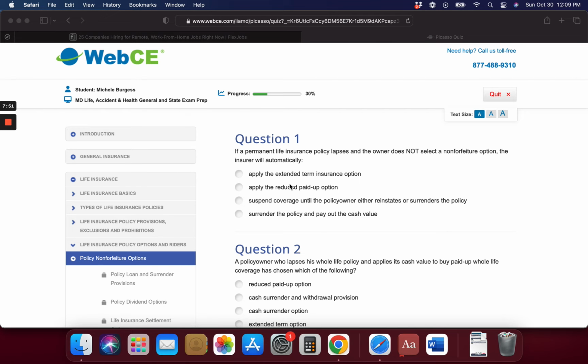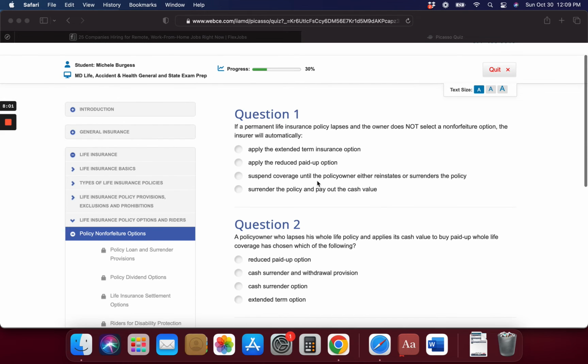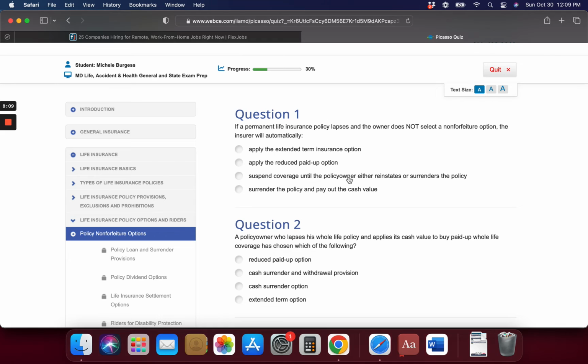Okay, so here are our 4 questions that we get at the end of every lesson. If a permanent life insurance policy lapses and the owner does not select the non-forfeiture option, the insurer will automatically... I want to say this one. Suspend coverage until the policy owner either reinstates or surrenders. My second choice, apply the option, but I would think they would need to sign.